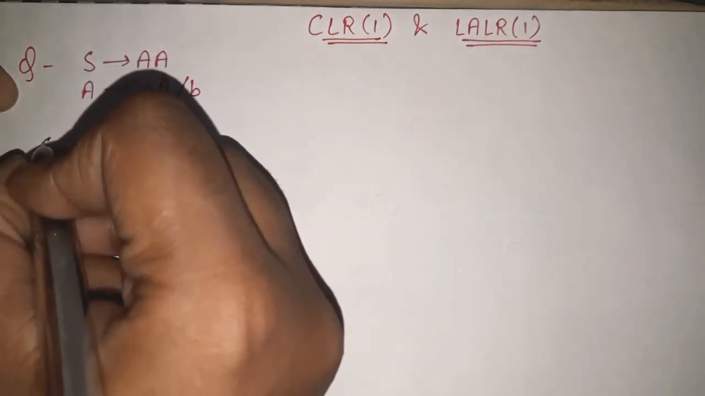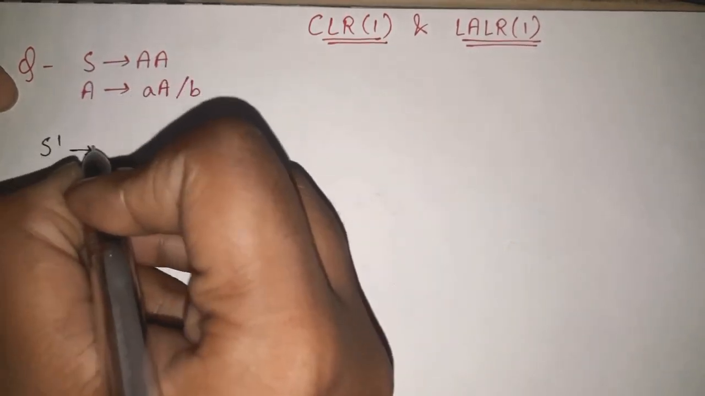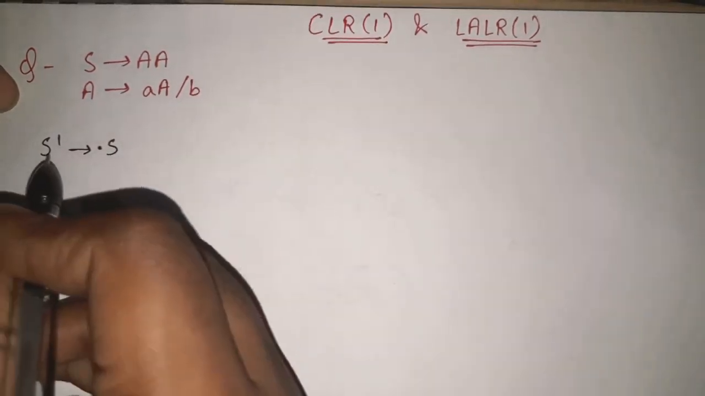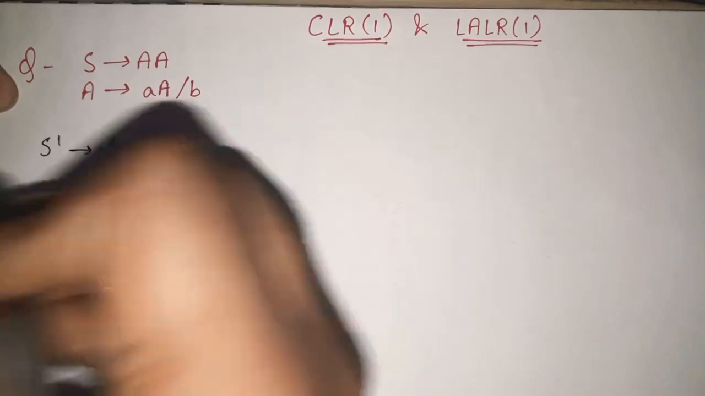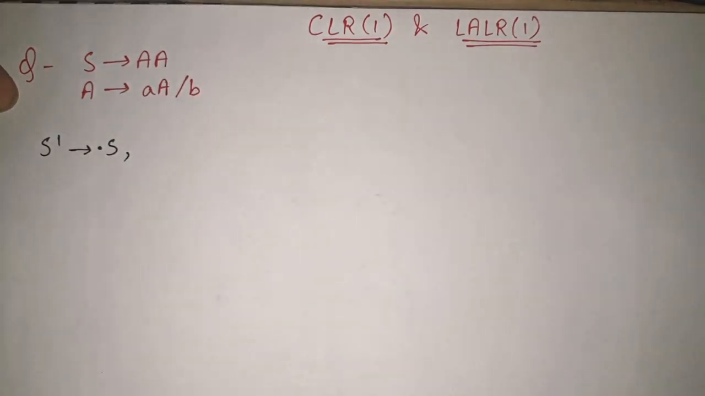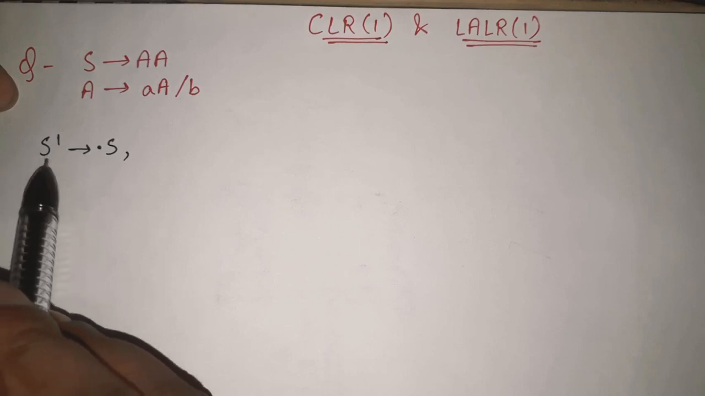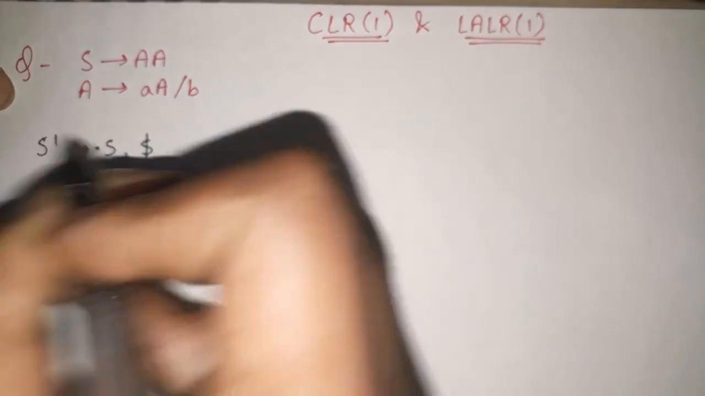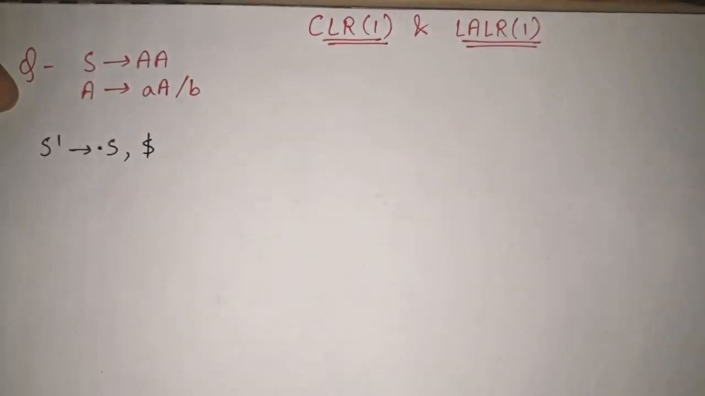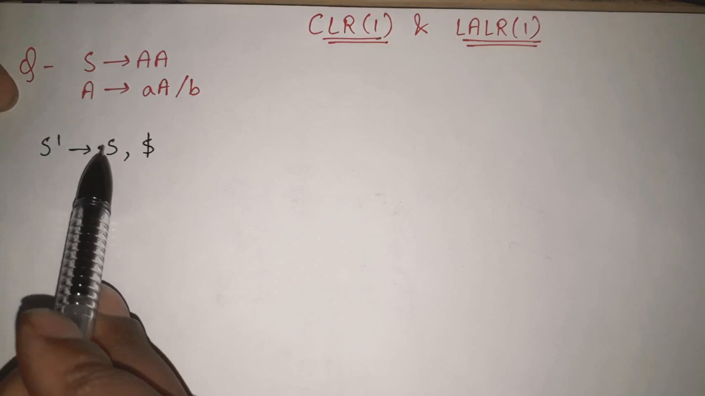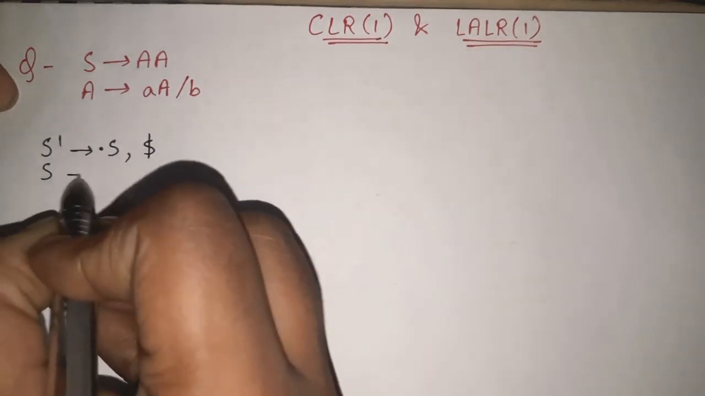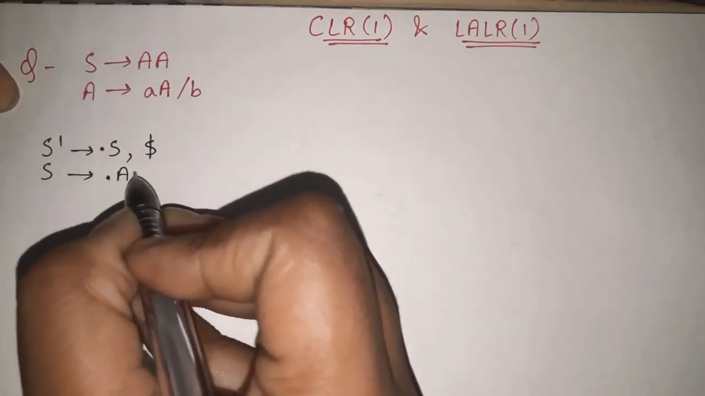So in this case the augmented grammar will be S' gives dot S. Now look ahead, what is look ahead? After this production we will write a comma and then the look ahead. Always remember that for the starting symbol of the grammar, the look ahead is always $. Okay. Now again the same rule: after dot I have a variable, so I have to write the production of this variable also. So S gives dot AA.